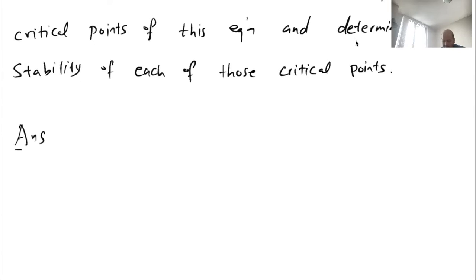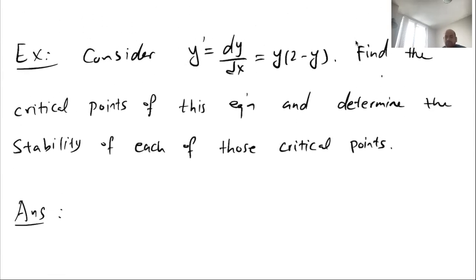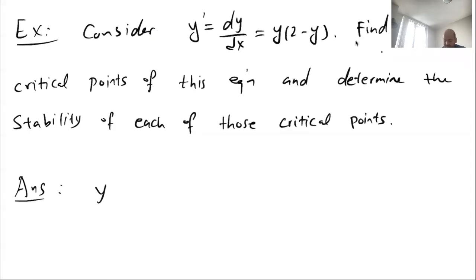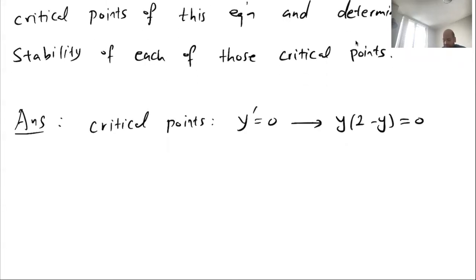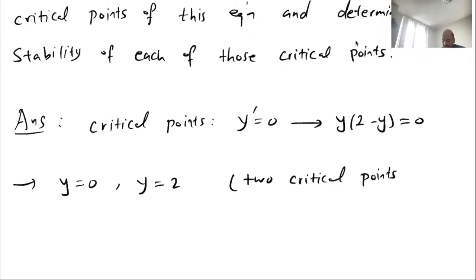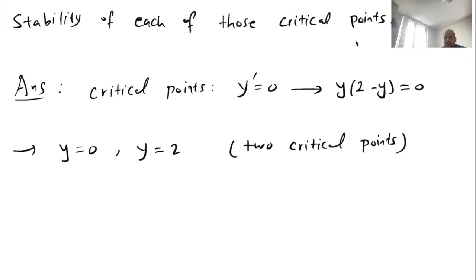Okay, for the answer, we know that for critical points, we need to set y prime equals 0. That gives y times (2 minus y) equals 0. So this equation has obviously two solutions, y equals 0 and y equals 2. So we have two critical points. And now let's determine stability. So far, it was very straightforward.